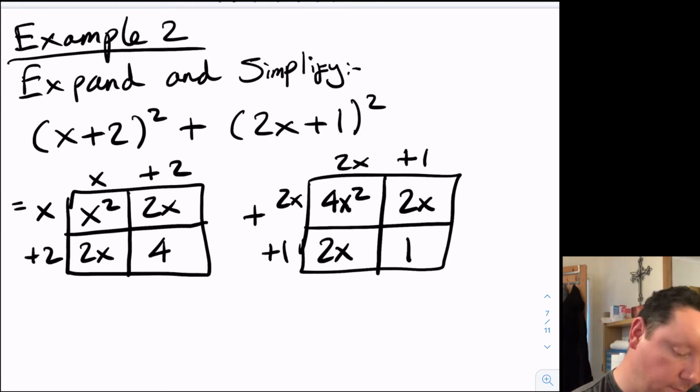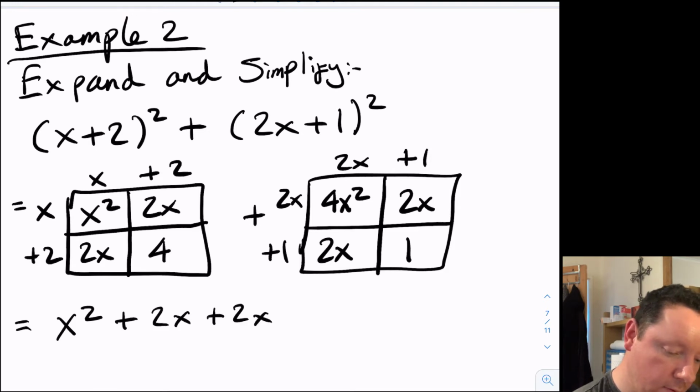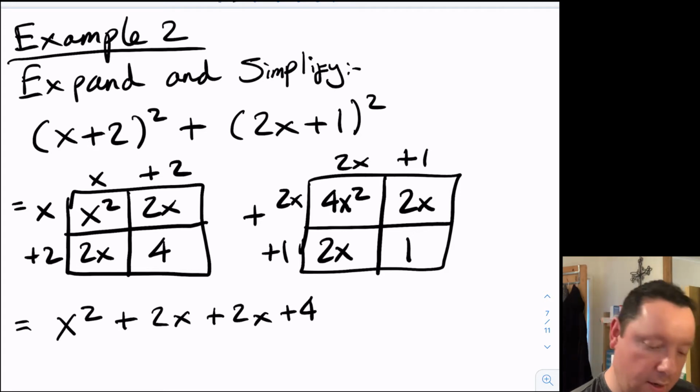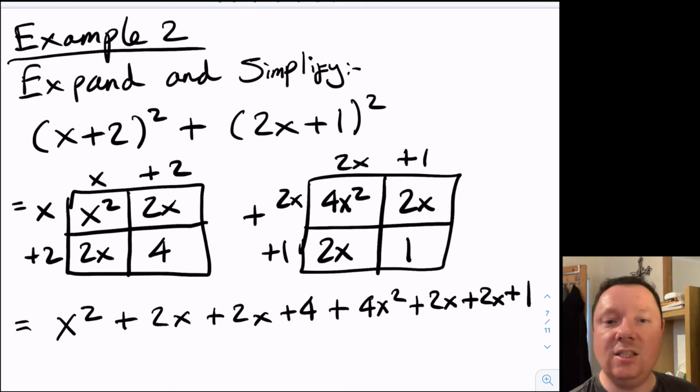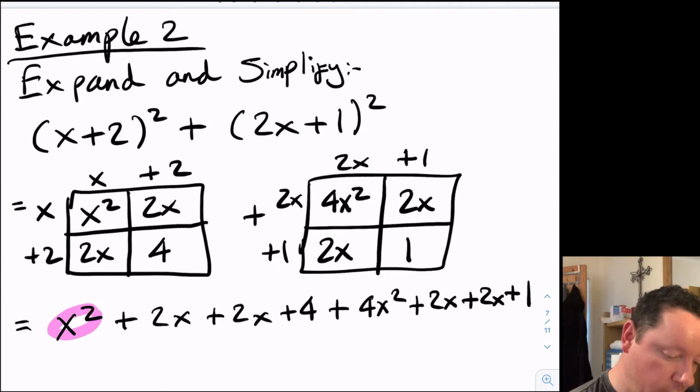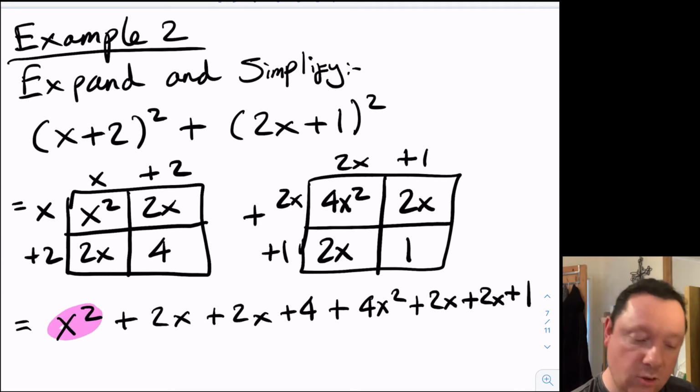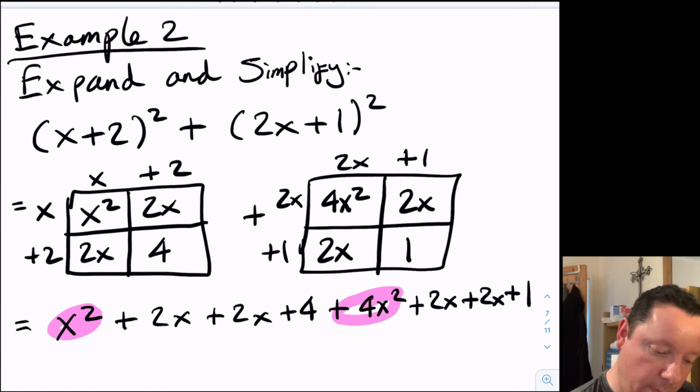Inside the grids. So from the first grid, I've got x squared plus 2x plus 2x plus 4. And from the second grid, I've got plus 4x squared plus another 2x plus another 2x plus a 1 on the end. Remembering how to expand and simplify. The simplify part is going to come now. I look at my first term as x squared. I just go along the line to find another x squared. There it is here with the plus in front. So I do x squared plus 4x squared, which gives me 5x squared.